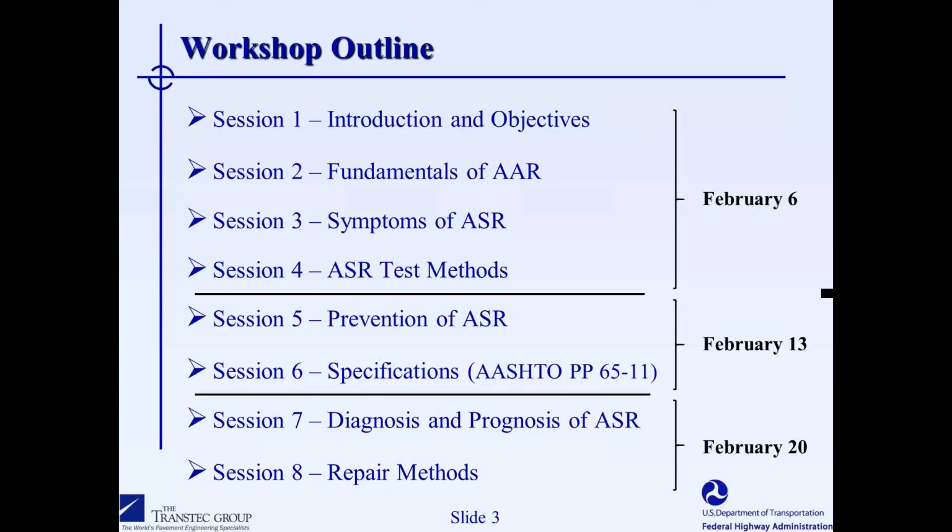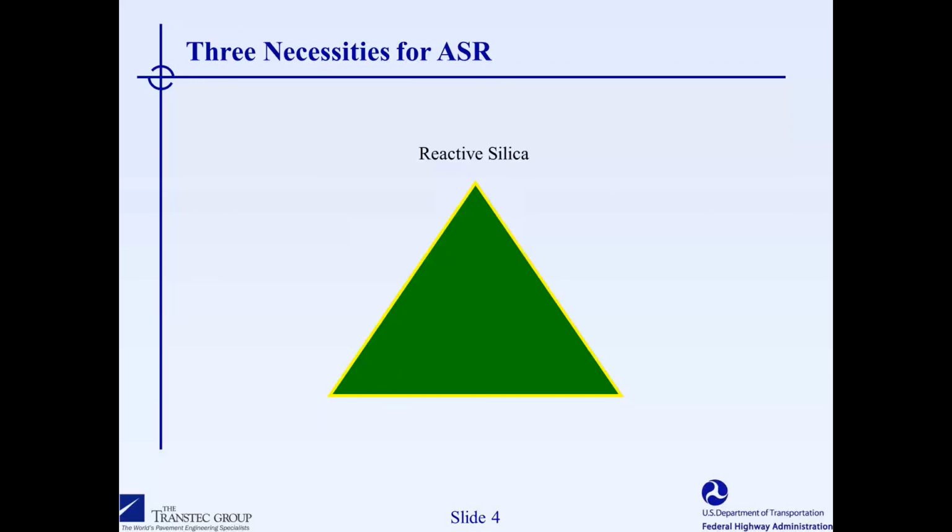Overall, there's been 8 different presentations, well, 7 really, apart from the initial introduction. Last week we dealt with fundamentals of AAR, symptoms, and the different test methods. Today, as we mentioned, we're dealing with prevention and specifications, and next week we'll be dealing with diagnosis and prognosis of ASR and for repair methods. So next week is very much about what can I do if I've already got ASR, whereas today is all about trying to prevent it in the first place.